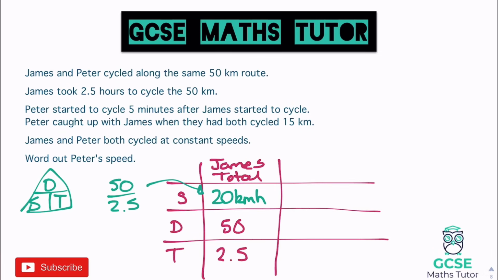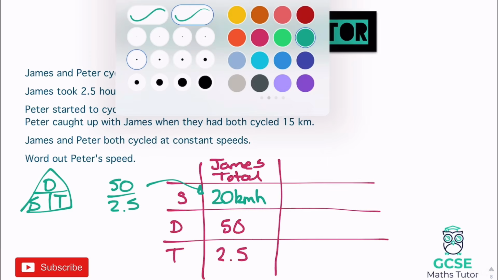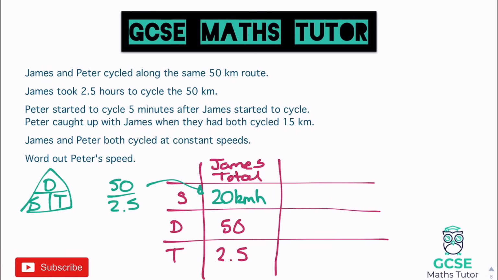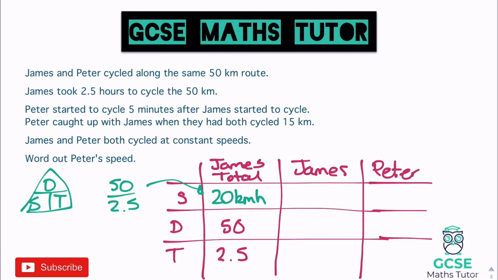Then it says Peter started to cycle 5 minutes after James started to cycle, but caught up when they had cycled 15 kilometres. So we're not really concerned about the overall journey here. Now we're looking at these two little journeys that they've gone on that are both only 15 kilometres long, but they've done them in different times. It says James and Peter both cycled at constant speeds, work out Peter's speed. So we've got these two journeys to have a look at, both the same journey, but we've got James and we've got Peter. There we go, let's just categorise this.